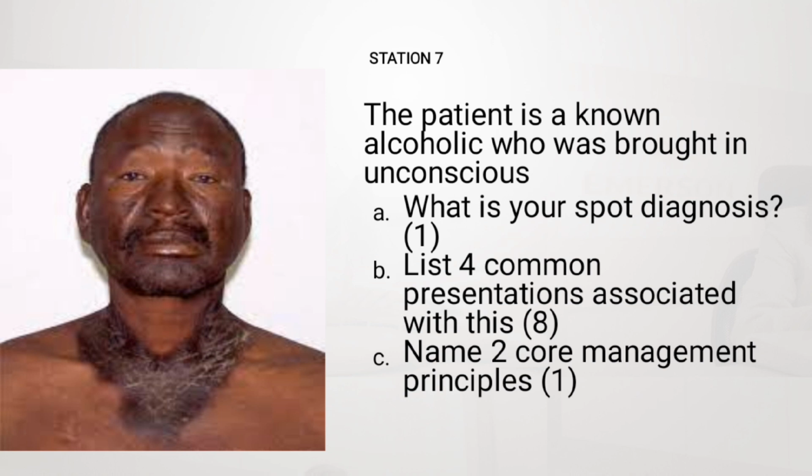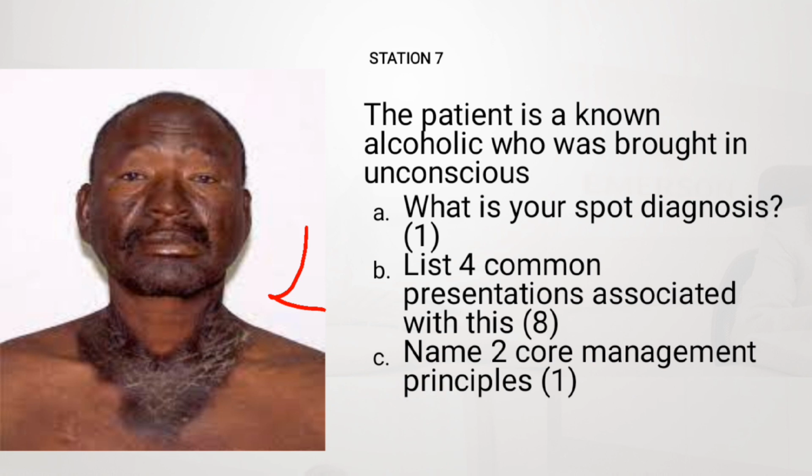Then we started with this case study. So we said the patient is a non-alcoholic who was brought in unconscious. Spot diagnosis, so you can appreciate the Casal's necklace. So of course you've known the spot diagnosis, pellagra, with 4 presentations associated with this. So you can either use the 4Ds, or you can still continue with adding the other symptoms, the neuropsychiatric manifestations and others. It's okay. Since at least if they give you 8, you can mention them.